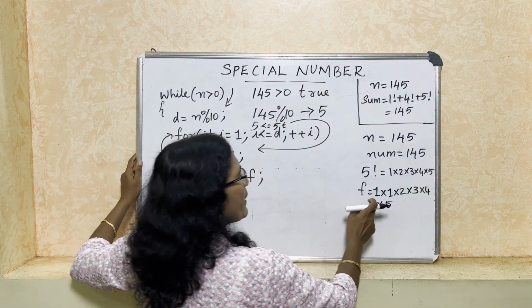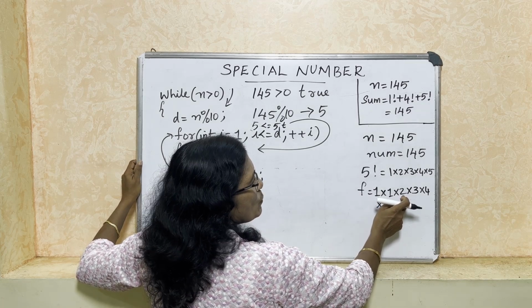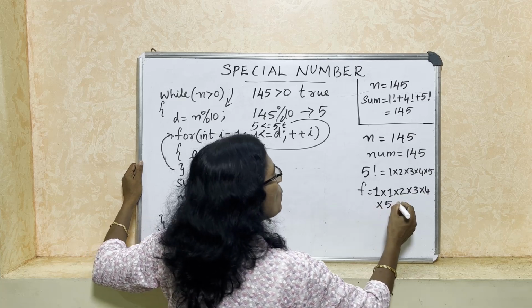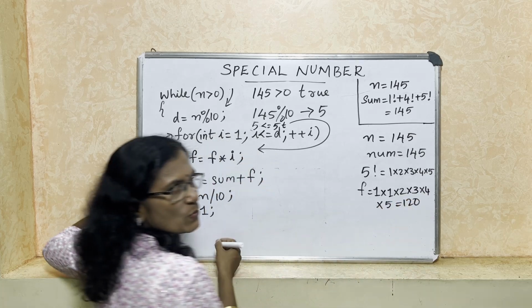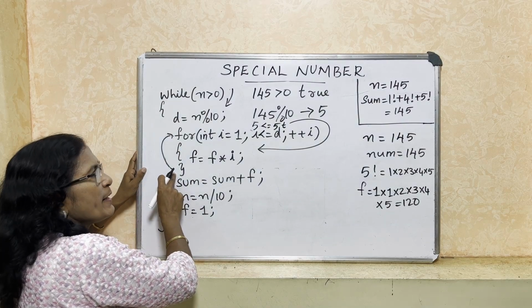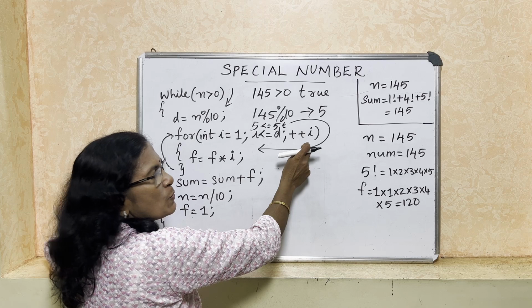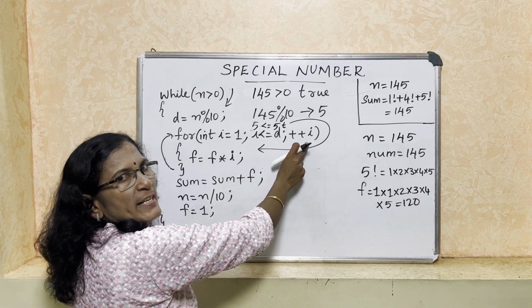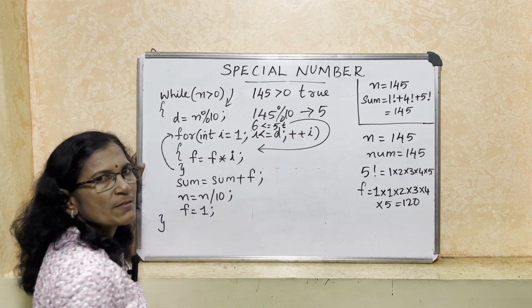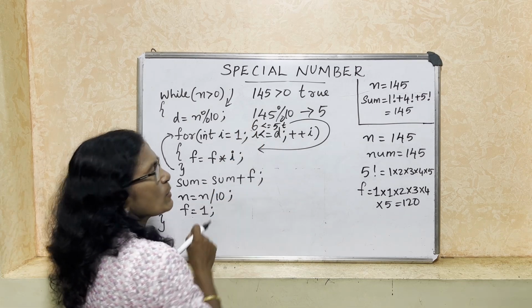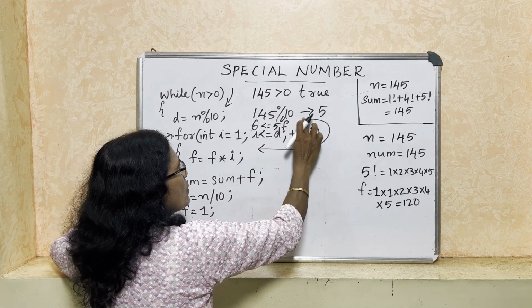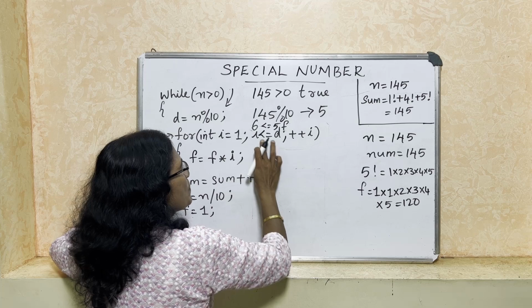So now 1 into 1, into 2. 2 into 3, 6. 6 into 4, 24. 24 into 5, 120. The value in F is 120. As we have reached the end of the for loop's body, control again resumes back to the updation statement to update the value of I. The value of I is updated as 6. The test expression is evaluated. 6 less than or equal to 5. The test expression is evaluated to false.